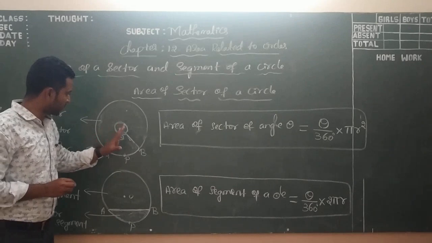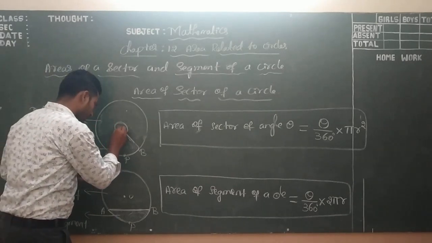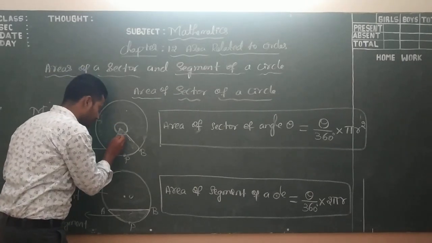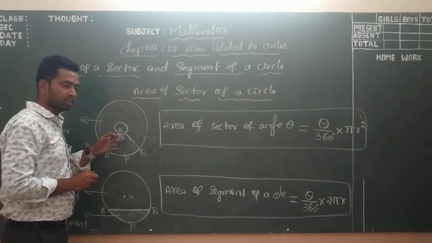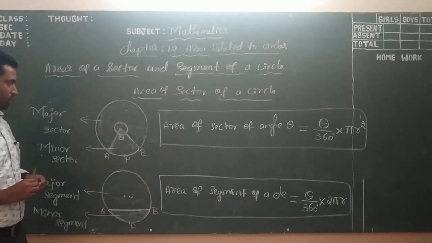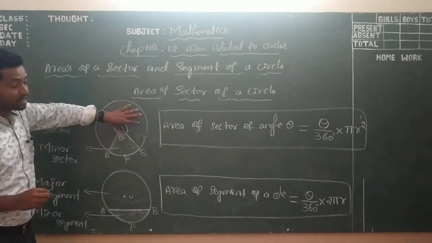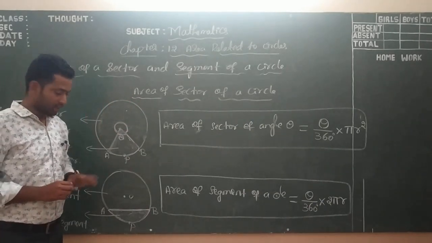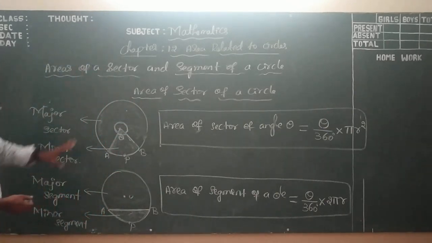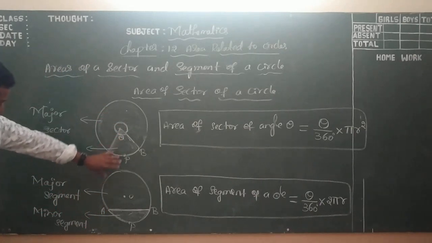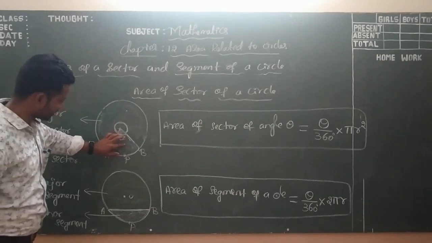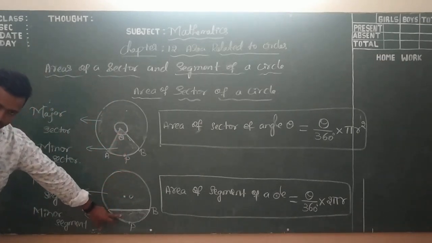See what I am going to tell you. If this theta is not given, but the minor sector angle is given, then we can calculate the area of the major sector. Similarly, we can also calculate the segment. So this is a major segment, this is a minor segment, this is a major sector, this is a minor sector. Major segment, minor segment. Okay.